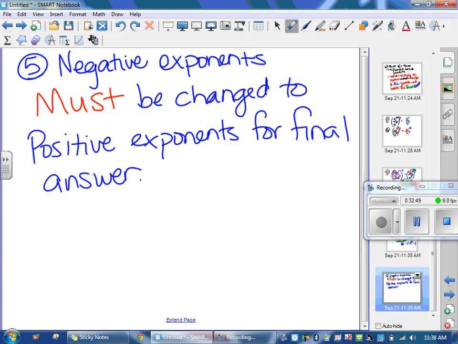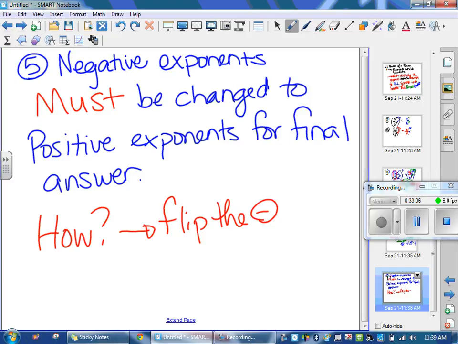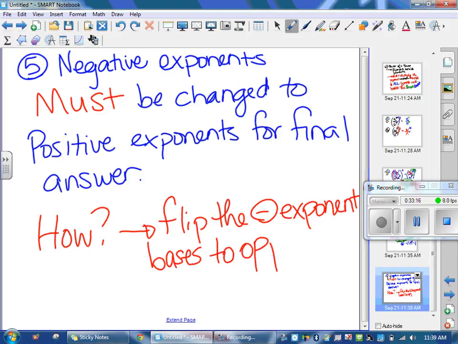I'll give you a chance to write that down. It says negative exponents must be changed to positive for the final answer. And in order to do it, how is that going to happen? You flip the negative exponents' bases to the opposite place. Opposite place in a fraction. That's important.